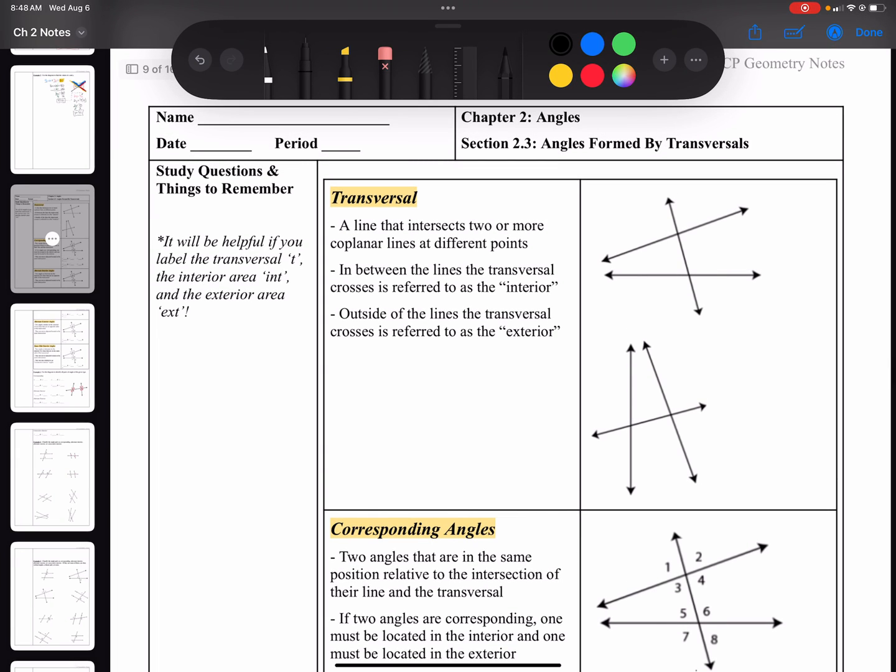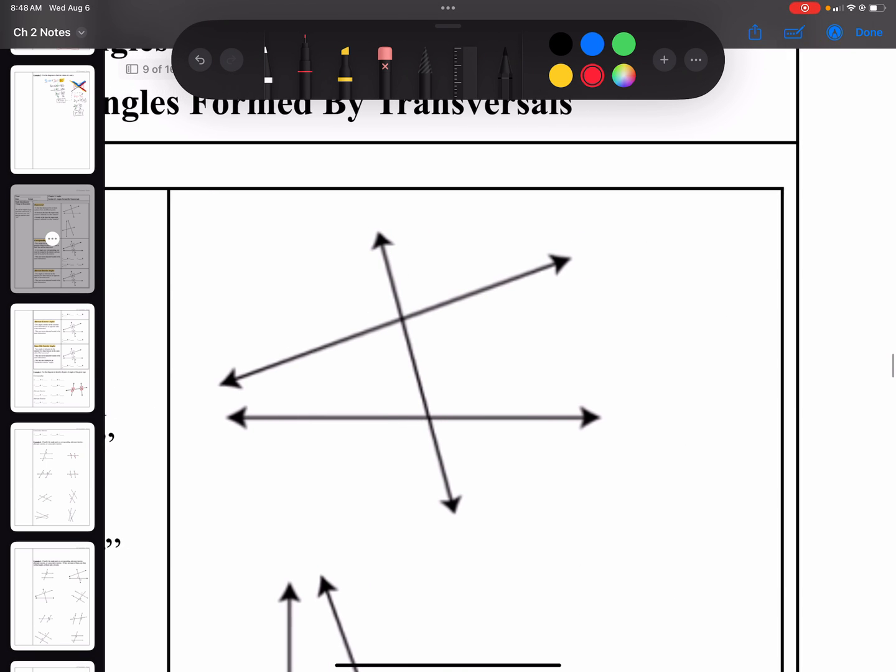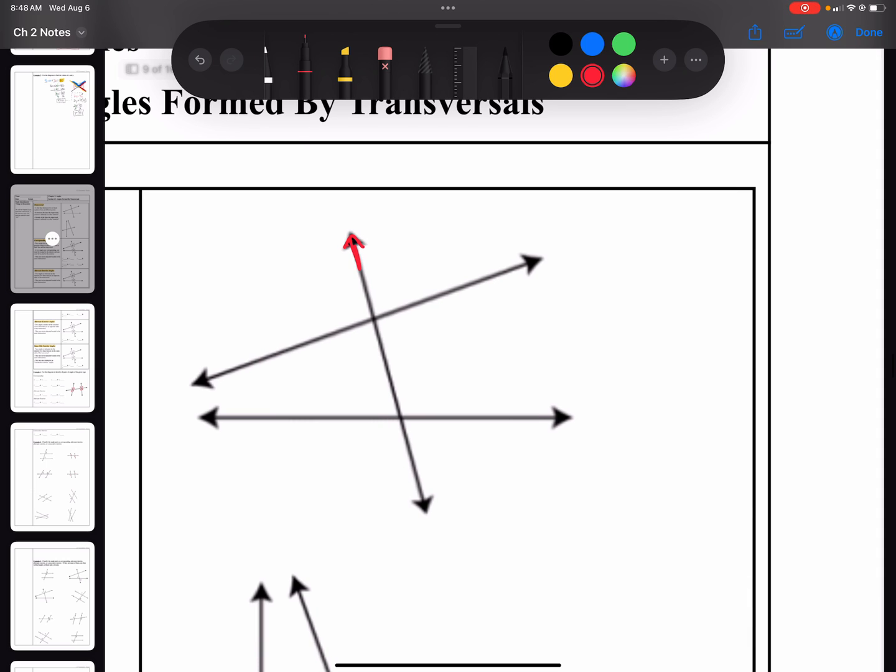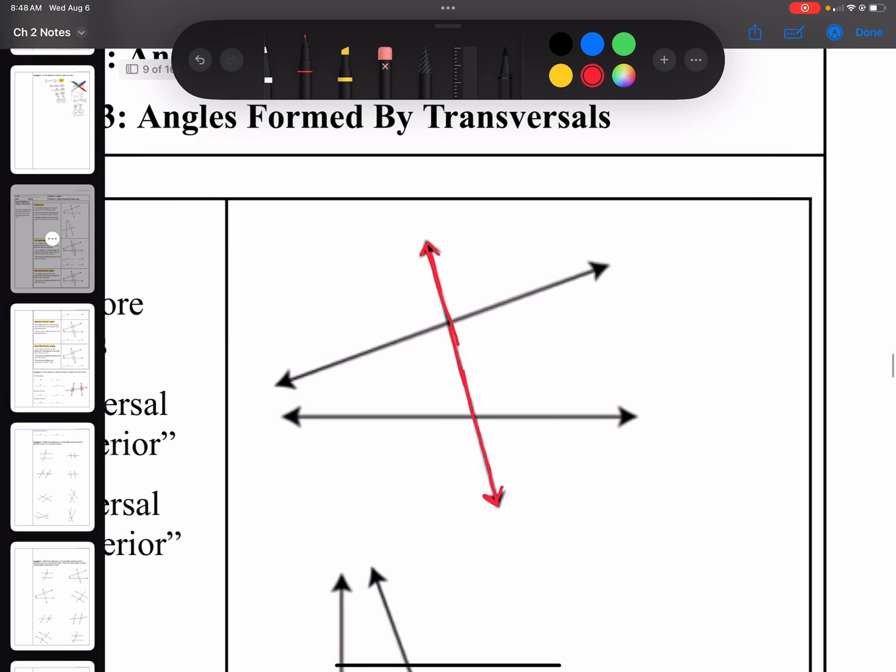Section 2.3, angles formed by transversals. A transversal is a line that intersects two or more coplanar lines at different points. So, let's take a look at this. This line that I'm highlighting red is intersecting two other lines. So that's what we call a transversal.